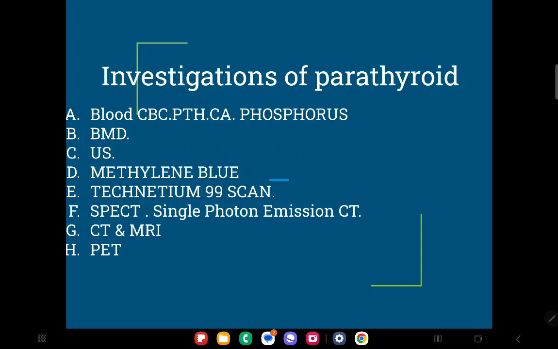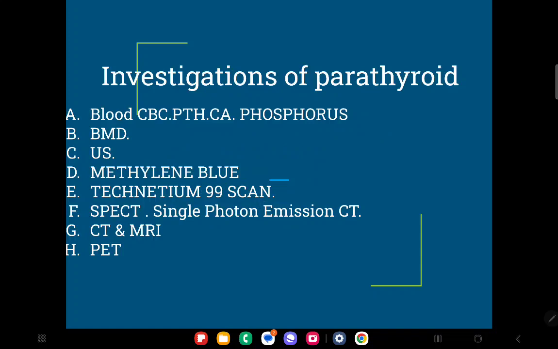Bone mineral density will give you that, and will diagnose the osteoporosis. Ultrasound can be done for the kidneys to see if there is any stone forming, or you can do the ultrasound for the neck to see if there is any parathyroid enlargement, one of the 4 glands.